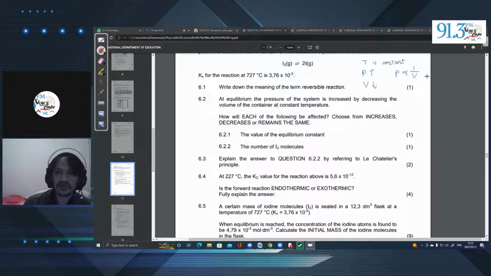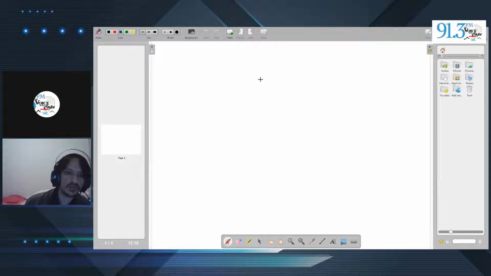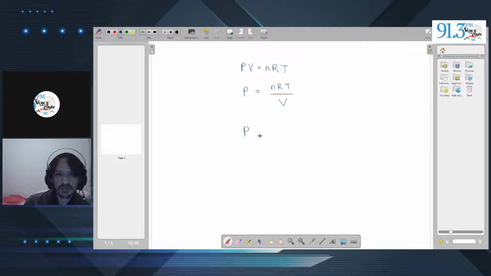And I know a lot of matrics haven't learned this equation, but an equation that helps me understand Le Chatelier's principle quite easily, I'll just go to the whiteboard here, is an equation known as PV equals nRT. And we can see that from this equation, pressure and volume would be inversely proportional, because if we rearrange this equation, we'll find that pressure is equal to nRT over V. So therefore, we can see that pressure is inversely proportional to volume.